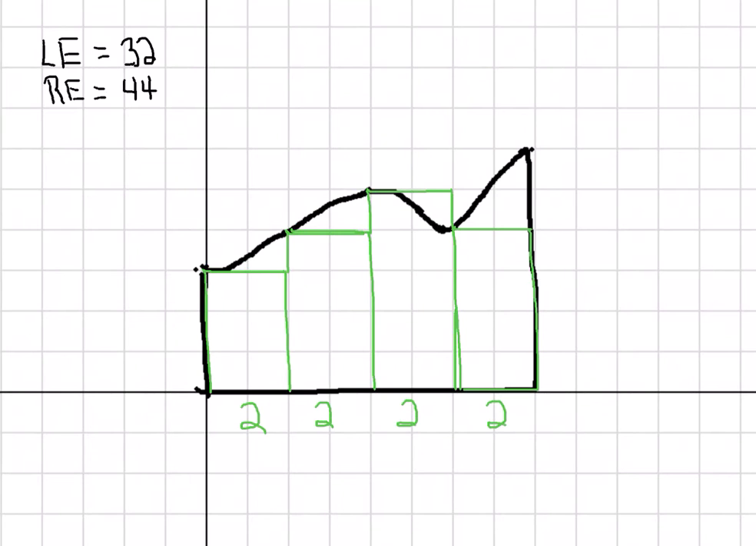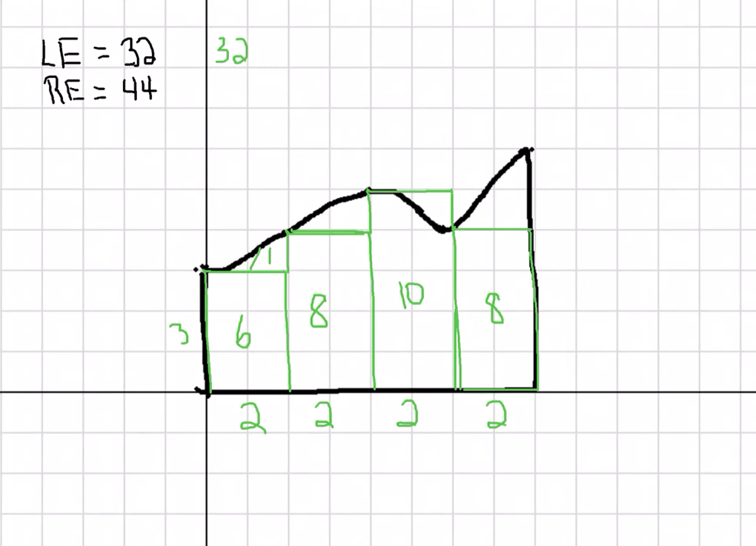This is 1, 2, 3, 3 units high, so this part is 6. This one's 1, 2, 3, 4, so that one's 8. This one's 1, 2, 3, 4, 5, so that one's 10. And this one's 1, 2, 3, 4, and so that one's 8. So 6 plus 8 is 14. 14 plus 10 is 24. And 24 plus 8 is 32. So I got the same 32 again. And he's like, well, that didn't really help me that much. No, it didn't. All right.